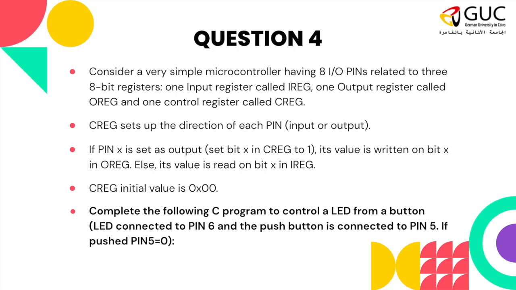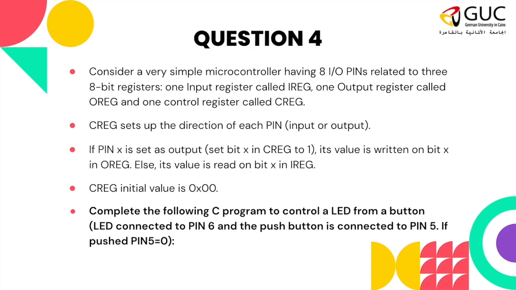The C-reg sets up the direction of each pin, whether it's an input or an output. And as you can see here, we just have one group of pins. We do not have 3 like the Atmega. And this group contains 8 I/O pins, where I can select or change the direction to input or output using the C-reg, or the control register. If pin X is set as output, we set bit X in C-reg to 1.